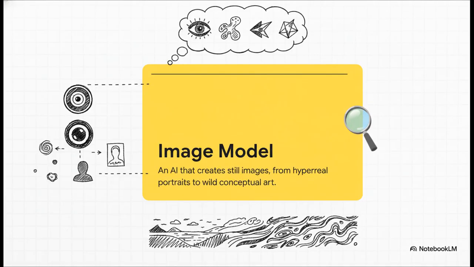Next up, you take that beautifully detailed description and you plug it into an image model. This is an AI that does one thing, and does it really well. It creates still images. You can kind of think of these different models as different camera lenses. Each one has its own vibe and style, from crazy realistic to something that looks like anime.